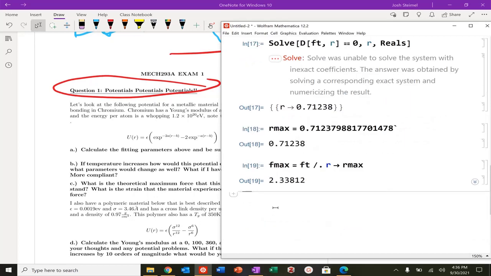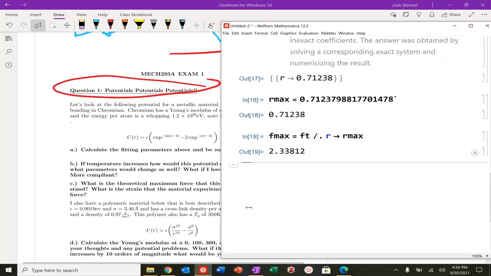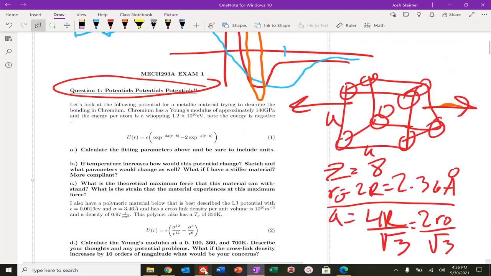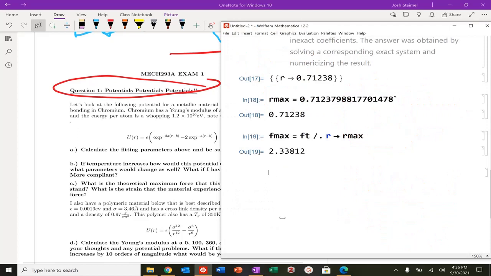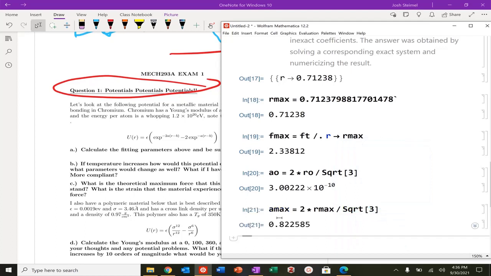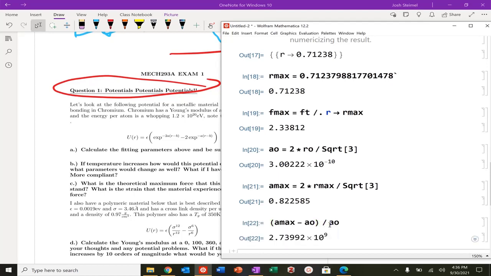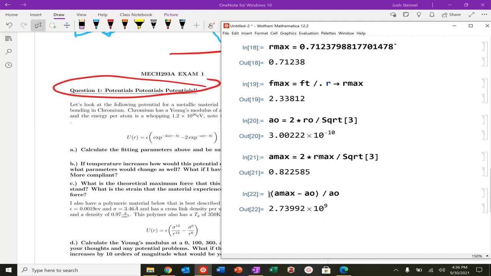And then finally, if I want to find the strain the material exhibits at this force, I have to now look at how A changes. So my A naught is just equal to 2 times R naught divided by square root of 3. But my A at the max will simply be equal to 2 times R max divided by square root of 3. So my strain will be A max minus A naught, and then we divide that by A naught. And so that would be my essentially strain value.